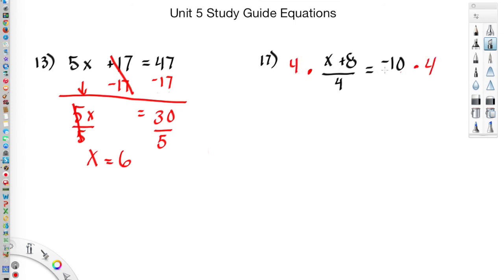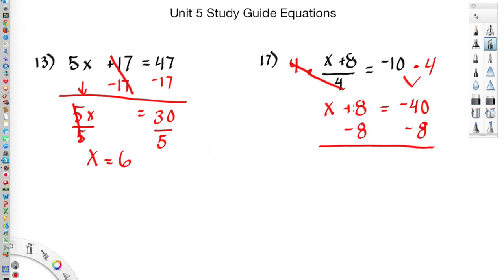The inverse operation of divide by 4 is multiply by 4, and what I do to one side, I do to the other. The 4's cancel each other out, and now I have x plus 8 is equal to negative 40, because negative 10 times 4 is negative 40. Now I have a one-step equation. What's happening to my variable x? I'm adding 8 to it. The inverse of that is subtract 8. What I do to one side, I do to the other. And these cancel each other out. I bring down my x. X is equal to negative 40, and then I take 8 more away, which gives me negative 48.